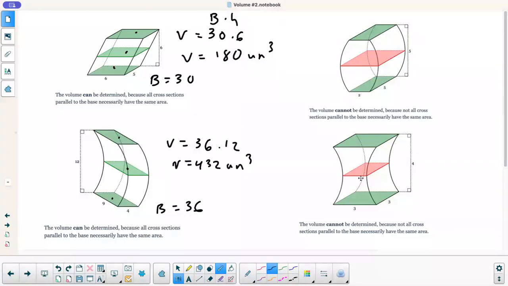All right, and these ones can't be determined because in this cross section, it's much bigger than the top and bottom. Same thing here, just opposite. This cross section is much smaller than the top or bottom area, so they're not congruent. So therefore, these cannot be determined.